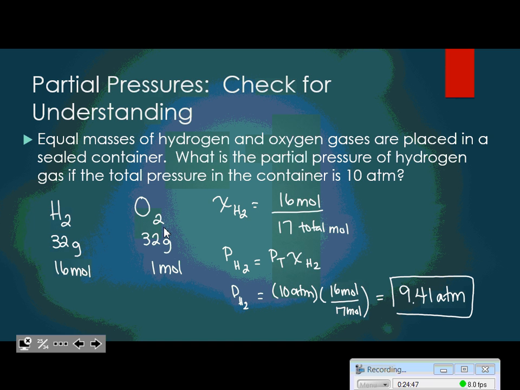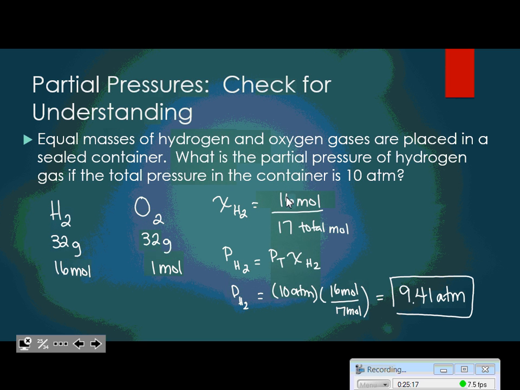So if you are solving a problem like this, hint, pick the gas with the higher molar mass and say that your equal masses are that molar mass, okay? So that means if I have 32 grams of each gas, I have 1 mole of oxygen, and I have 32 grams divided by 2 grams per mole, so I have 16 moles of hydrogen.